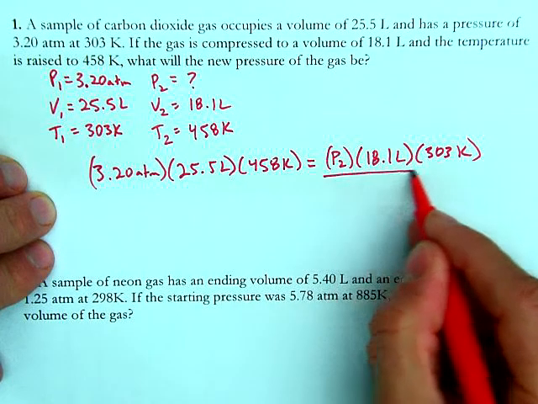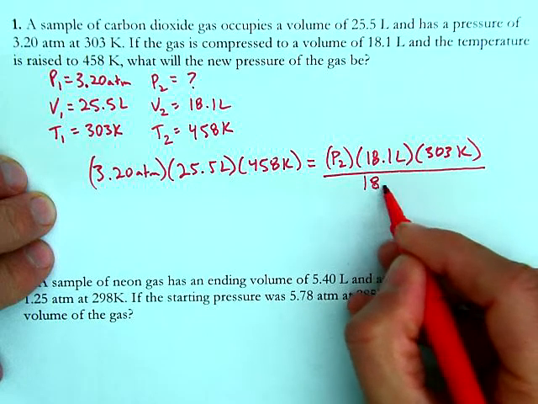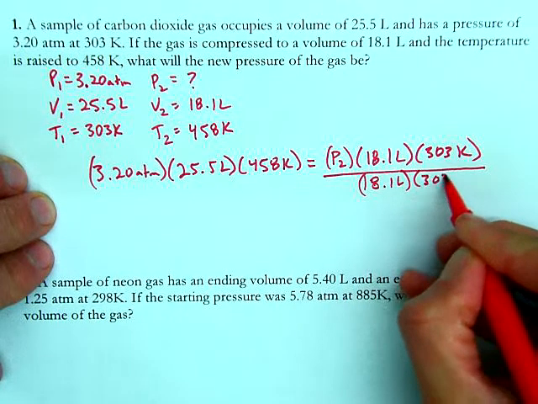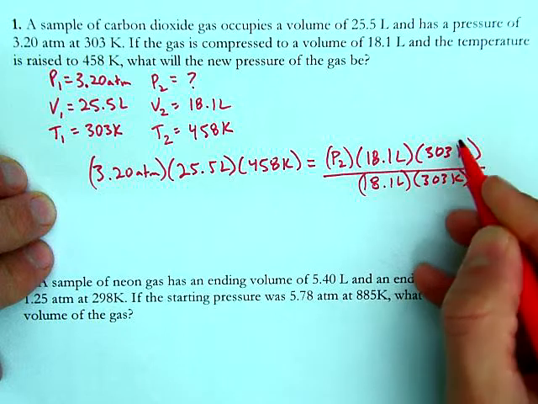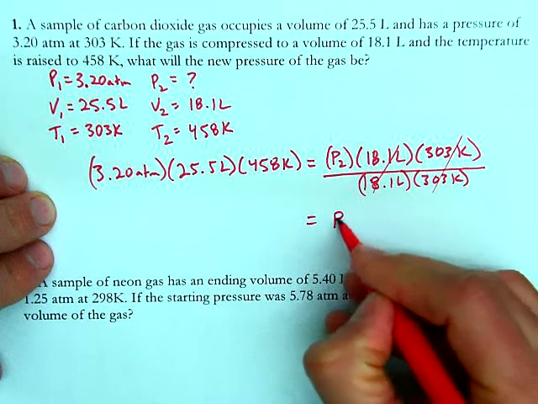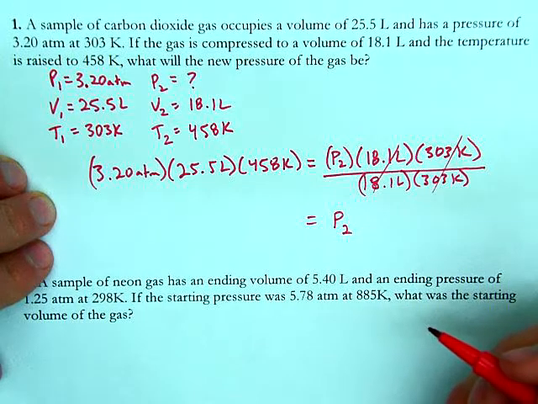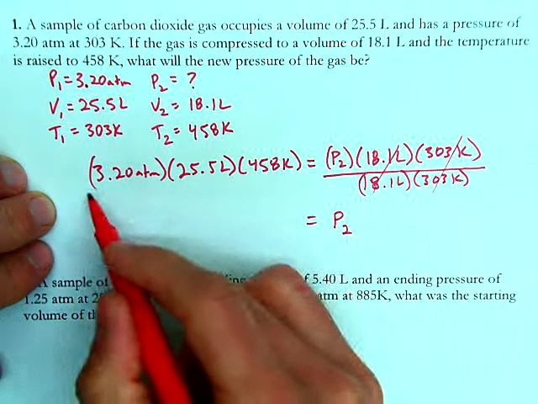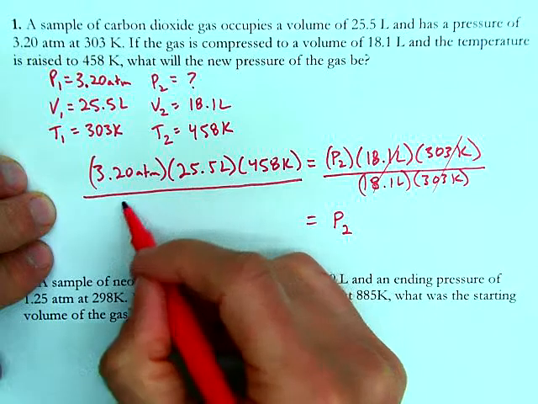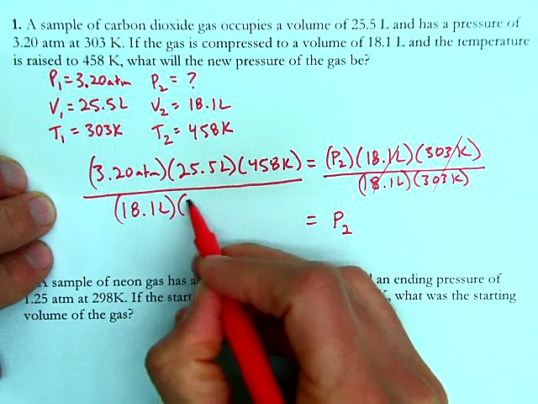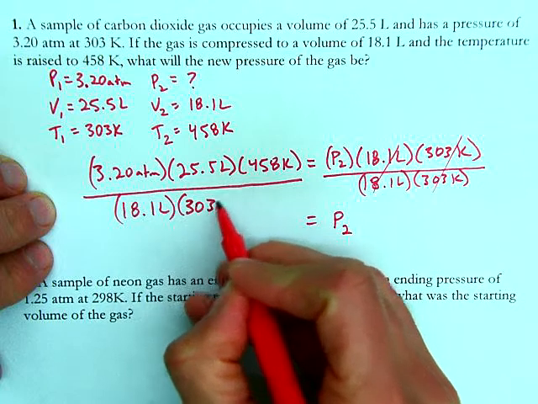So I'm going to divide by 18.1 liters times 303 Kelvin. That will cancel these out and leave us with just P2 on the right side of the arrow. Whatever we do to one side, we're going to do to the other side. So this side gets divided by 18.1 liters times 303 Kelvin.